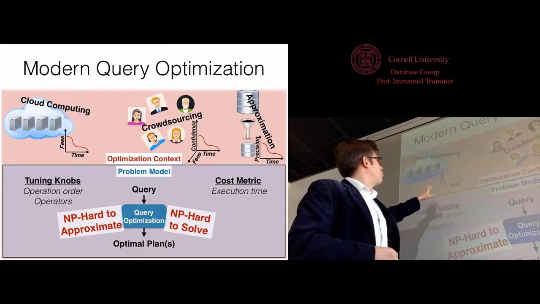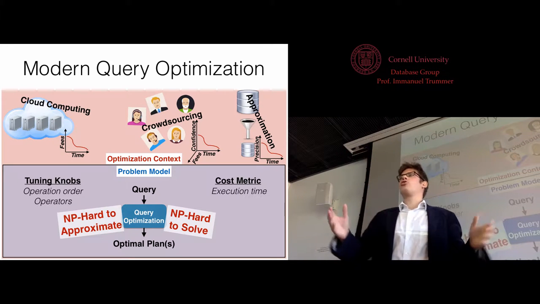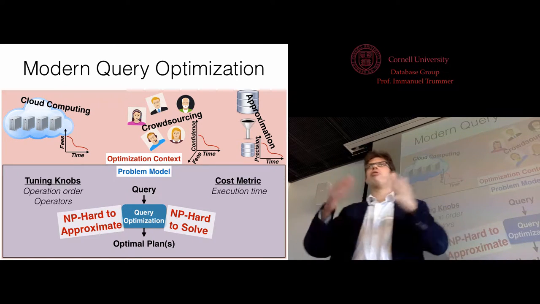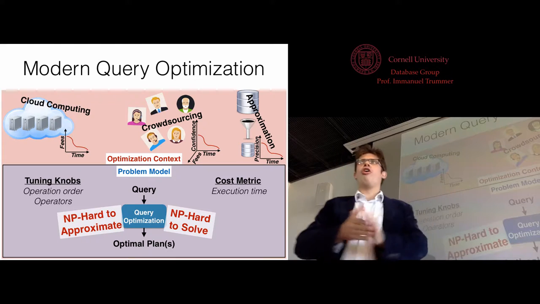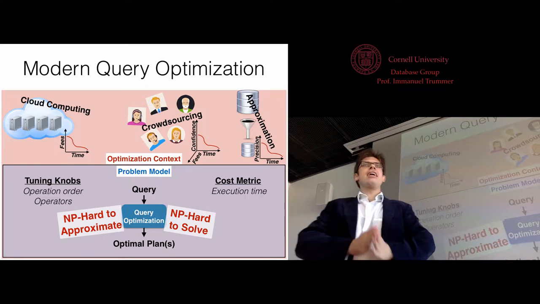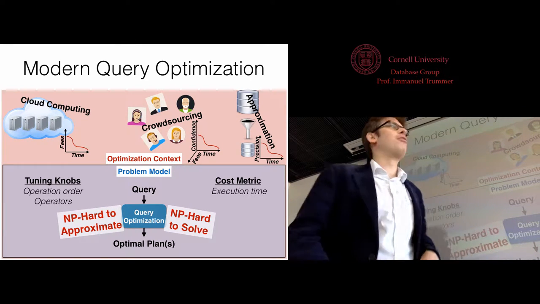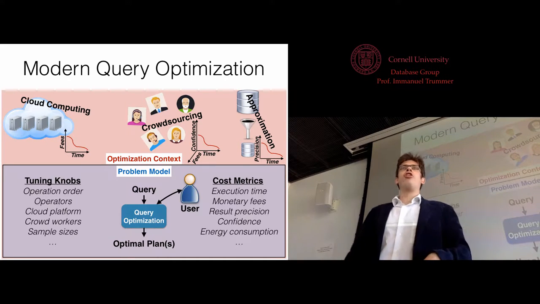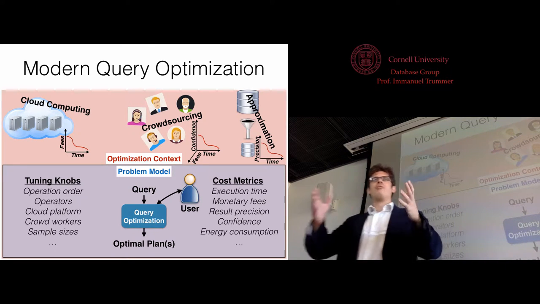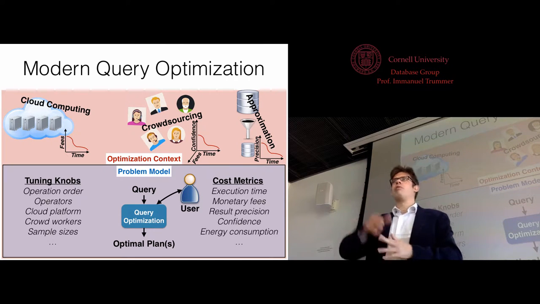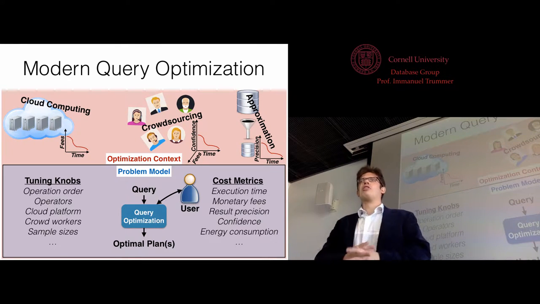For instance, we can choose to use cloud computing in order to outsource computation, or you can use crowdsourcing in order to outsource human computation, or you can use approximate processing in order to trade execution time for result precision. And the starting point of my recently submitted thesis was basically to say that if the whole context of query optimization has changed so significantly, then it also changes the query optimization problem itself. Because first of all, we have many more choices. That means we have many more parameters to optimize. For instance, we can optimize which type of resources and how many resources we rent from a cloud provider. Or we can choose the size of the samples with which we work during approximate processing.